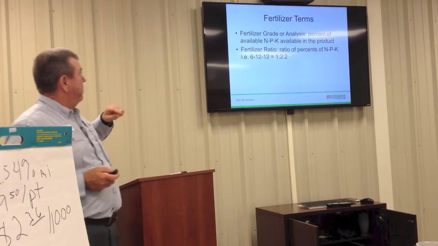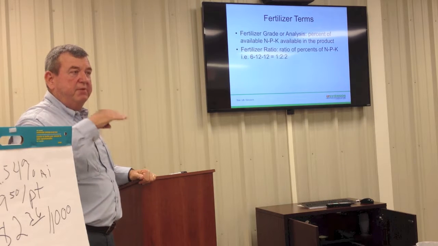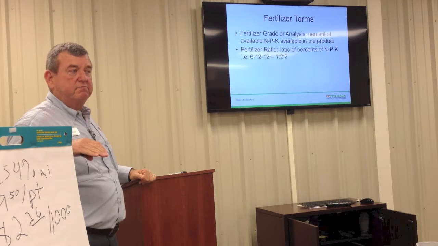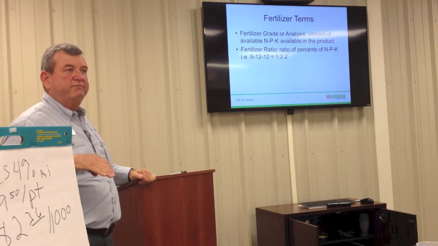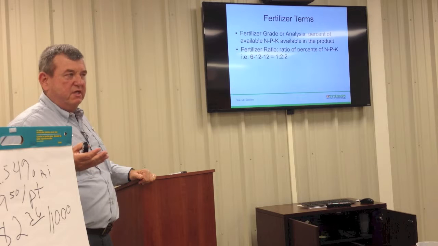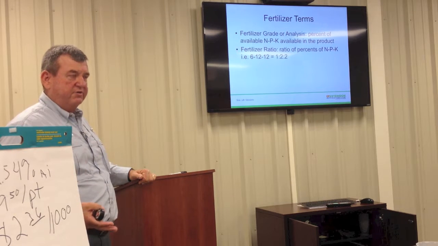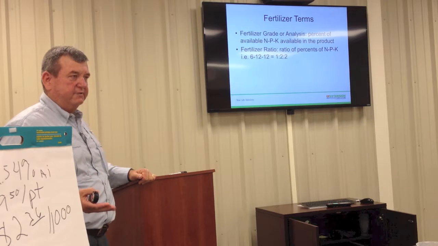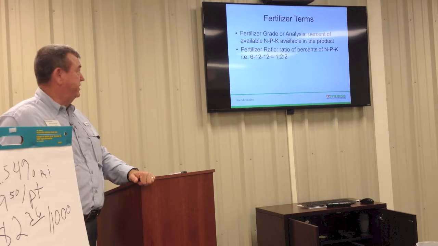So, two more. Fertilizer grade or analysis, that's the percent of the N, P, and the K that's in there. Occasionally you hear folks refer to ag grade fertilizers. Triple 13 is an ag grade fertilizer. Triple 15, ag grade fertilizer. Triple 19, ag grade fertilizer. Why? Because those have been used in agriculture for years and years and years.